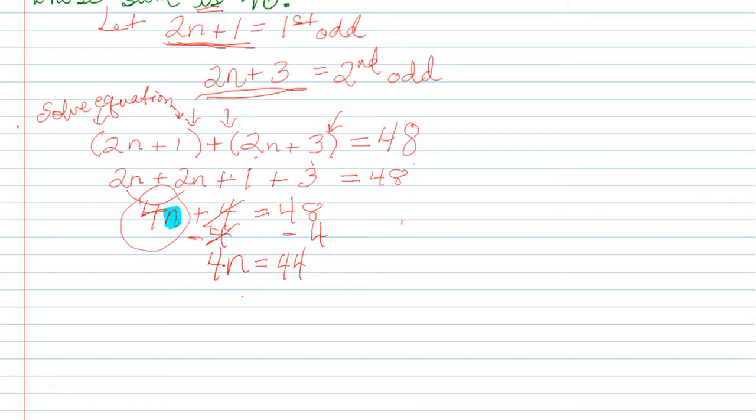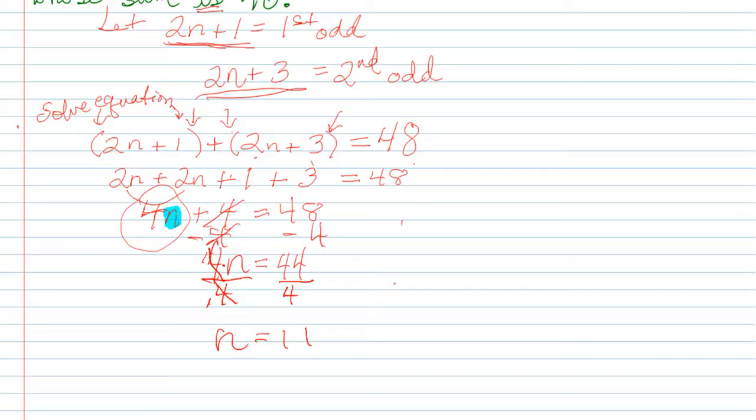What undoes multiplication? What is the multiplicative inverse for multiplication? Division. So over here on the left, to get n alone, I need to divide off whatever's multiplied by it. Of course, like I said before, with the property of equality, we want to do the same thing to the right side that we did to the left side. Make sure you match. So now, a number over itself, 4 divided by 4, is just 1. So you see these cancel. And on the left, you end up with n. Now, 44 divided by 4 is 11.